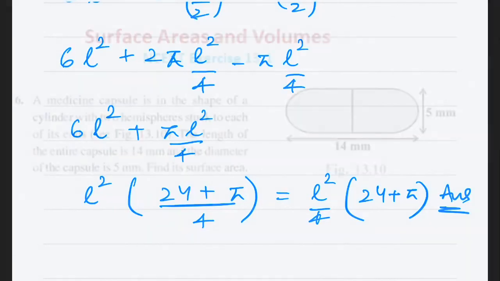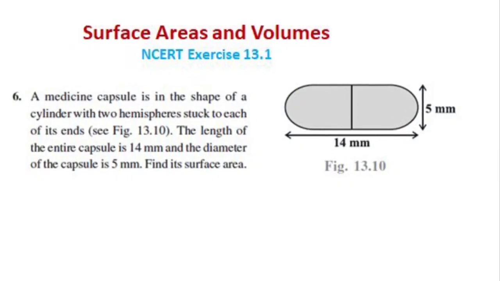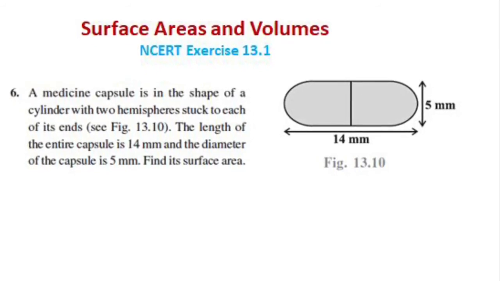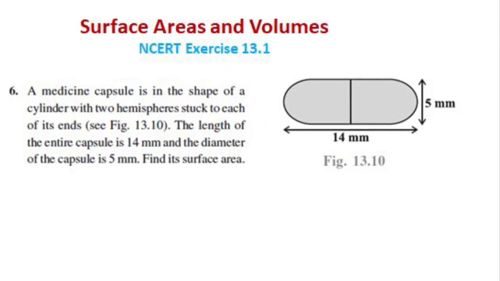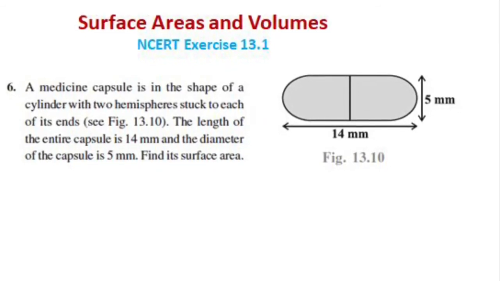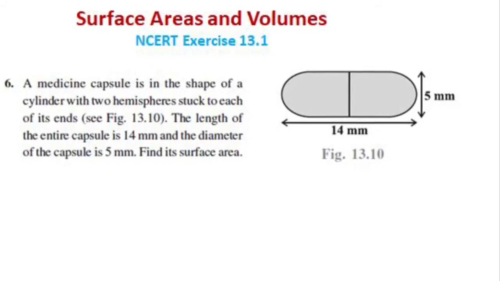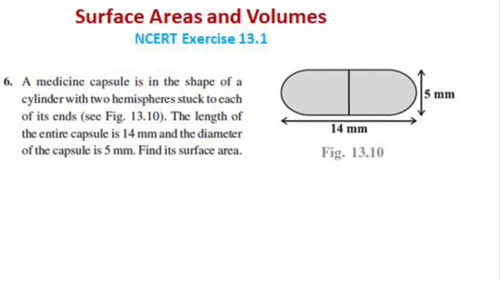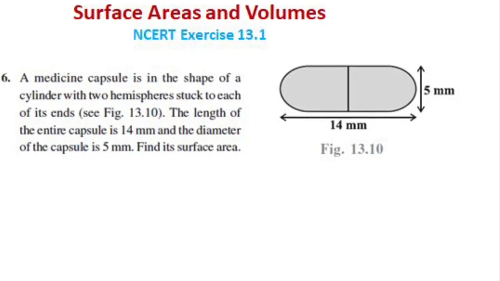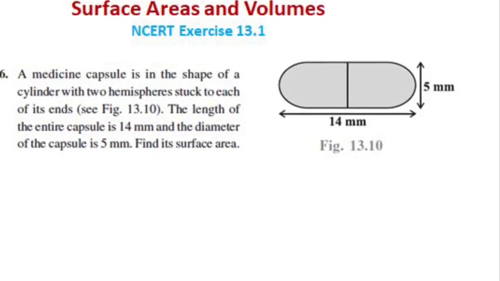Question number 6 says, a medicine capsule is in the shape of a cylinder with 2 hemispheres stuck to each of its ends, and a diagram is given. The length of the entire capsule is 14 millimeter and the diameter of the capsule is 5 millimeter. Find its surface area. So we have to find the surface area of the capsule. First let's draw the diagram.